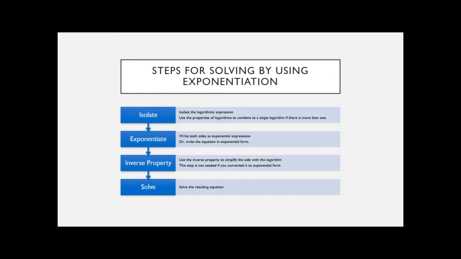Once you've got the log equal to whatever else, that's when you're going to do what I call exponentiation. You're going to either write both sides as exponential expressions or basically write the equation in exponential form. Then you're using the inverse property. With my method, when I say I'm exponentiating, you're using the inverse property to cancel things out and it simplifies the logarithm. But if you're doing it in exponential form, you're doing that at the same time, so you'll end up in the same spot. And then whatever equation you have left over, you solve.